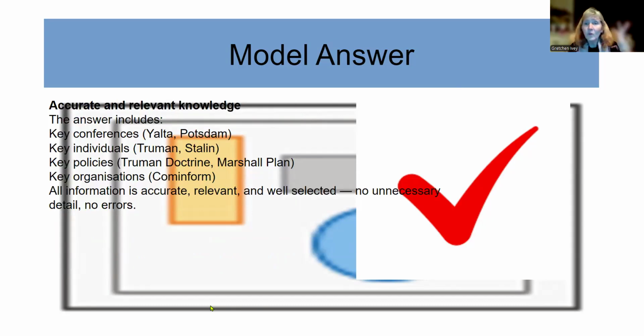You've got accurate and relevant knowledge. So the answer includes key conferences, Yalta and Potsdam, key individuals, Truman and Stalin, policies, the Truman Doctrine and Marshall Plan, and organizations, which is the creation of Cominform. All information is accurate, relevant, and well selected. No unnecessary detail or errors.